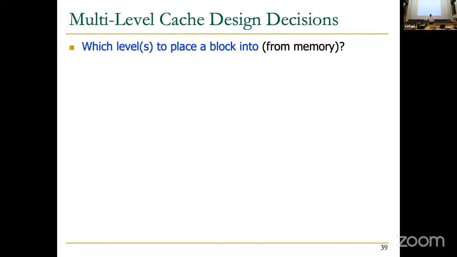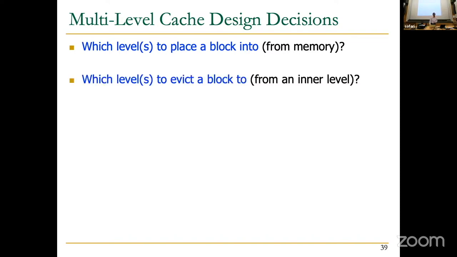Whenever you fetch the block from memory, for example, which levels do you place the block into? L1, L2, L3, all of them, a subset of them? This is a good question. Modern processors can use predictors for that, but this could be done under programmer control as well. Which levels do you evict the block to? If you're evicting from an inner level, which outer levels do you put it to?